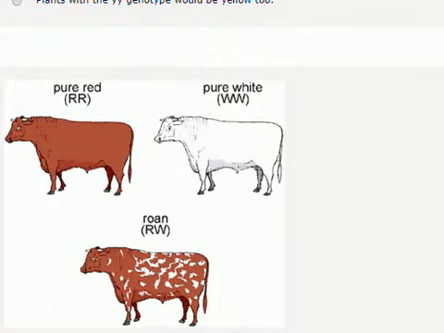This picture shows what I'm talking about with roan cows. So we've got a cow that's red, it's pure breeding, and a cow that's white, it's pure breeding. We mix them together and we end up with this color that's roan. So it's kind of like spotted. There are places where it's red and there are places where it's white. Again, they dominate together. They don't blend and mix together.